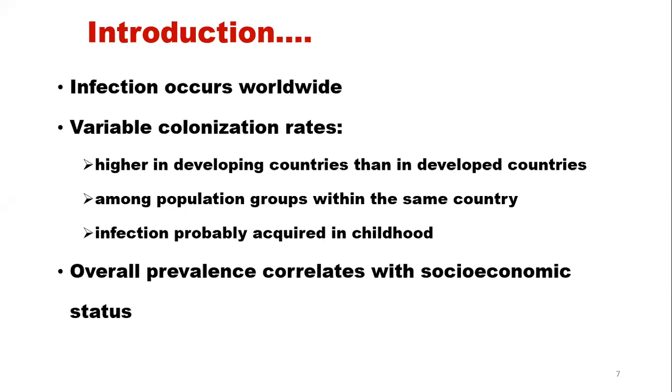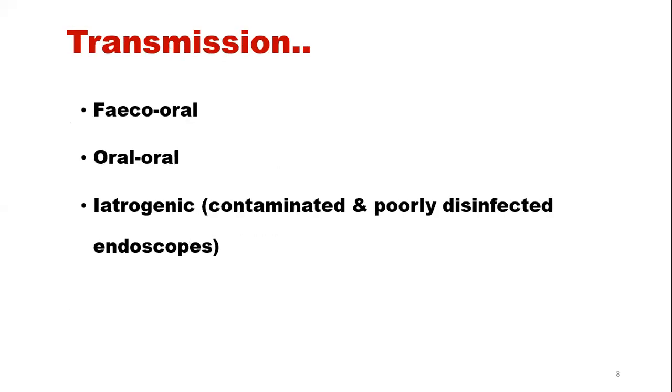And like I said earlier, it is believed that infection is acquired early in childhood. The overall prevalence of this organism correlates with socioeconomic status. So the richer the country, the lower the rate of colonization. The poorer the country, the higher the prevalence of colonization.